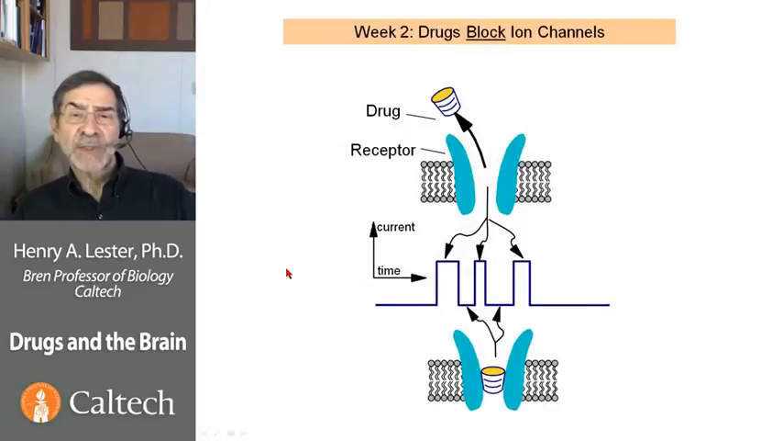There are many examples of drugs in the brain: antiarrhythmics, anti-epilepsy drugs, local anesthetics, all act almost as though they were plugs in a drain. The plug is the drug, the drain is the ion channel. When the plug is out of the drain, the ion channel conducts ions, current as usual.